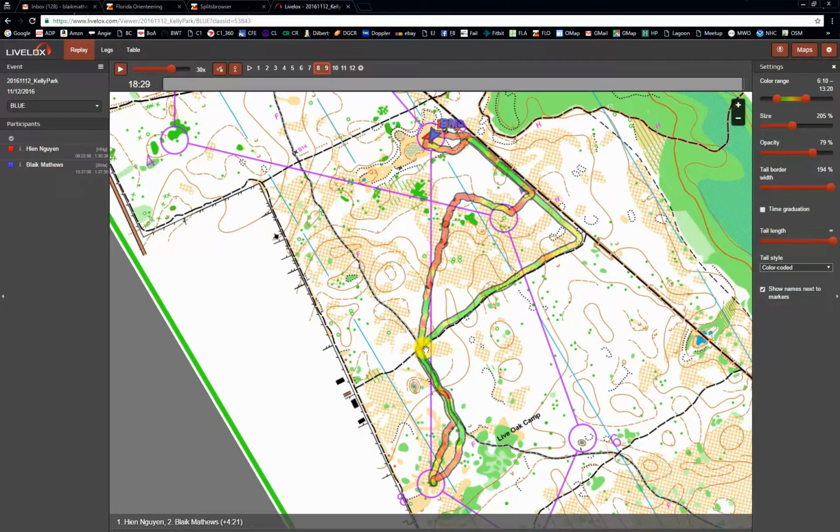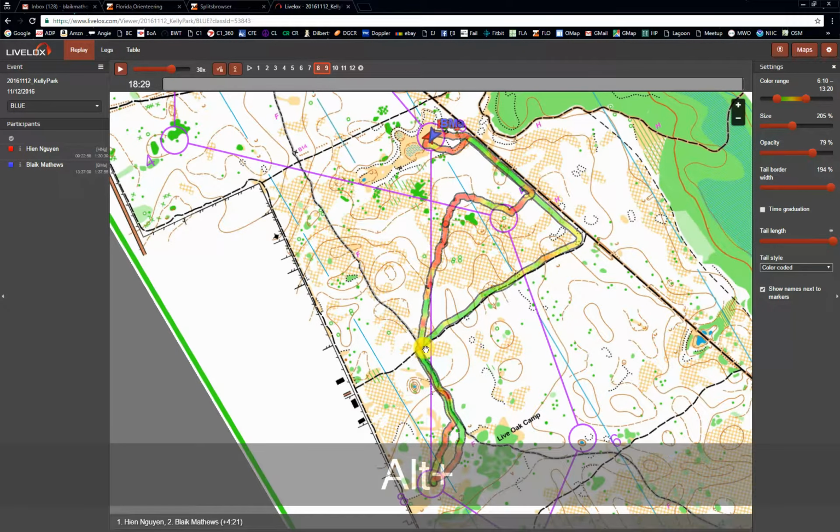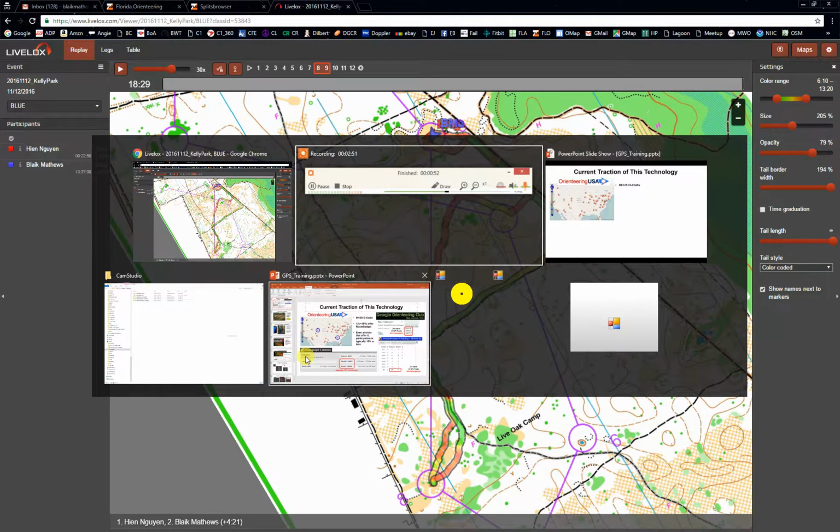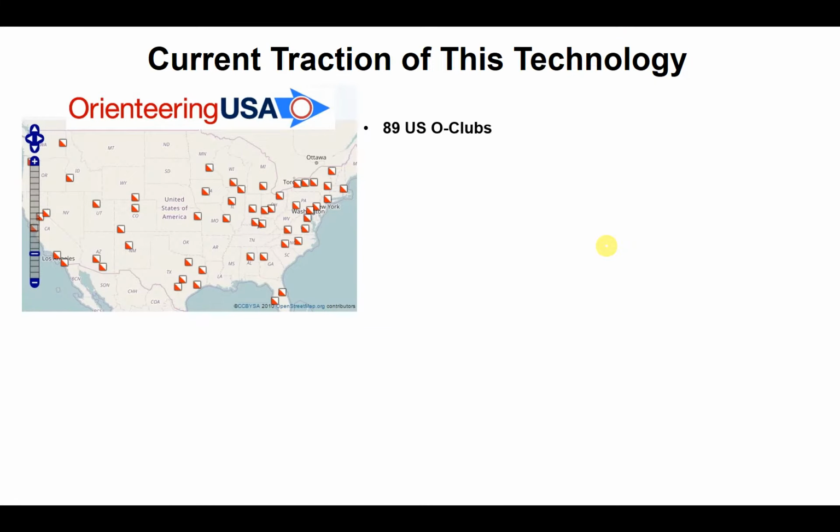So what I'm trying to get at here is that the training resource that we have grows in depth and usefulness the more data that we put into it. The more splits times we get from the finger sticks, the more GPS tracks we get from the Livelox app and smartphones and such, the deeper and richer this resource becomes for everyone's training. And I want to talk about that for a moment, because this is kind of a new thing in the world of orienteering. I want to talk for a second about the current traction of this technology.